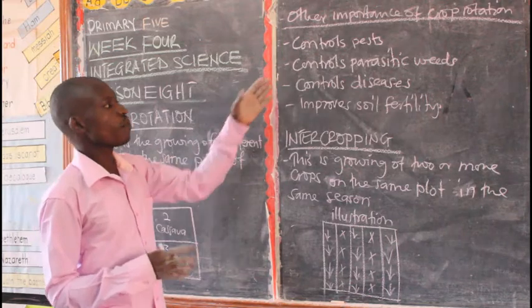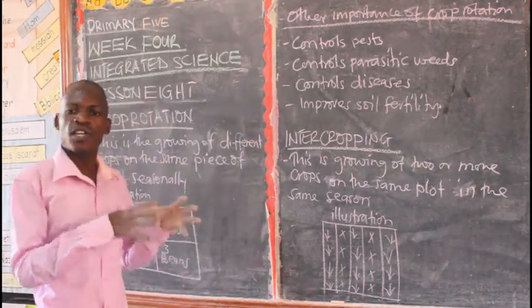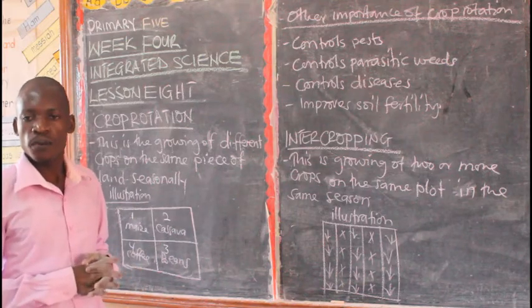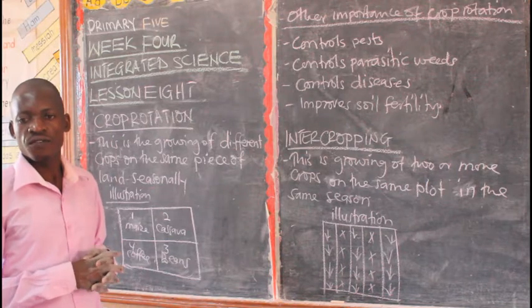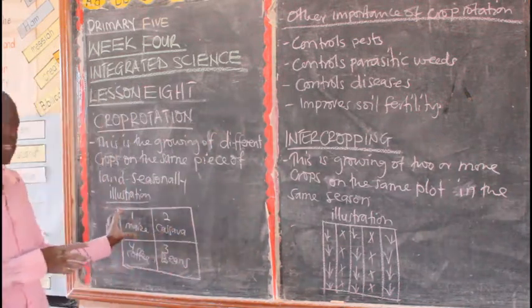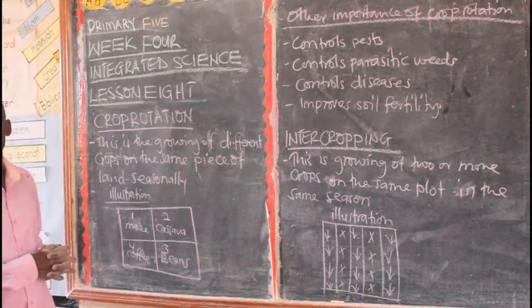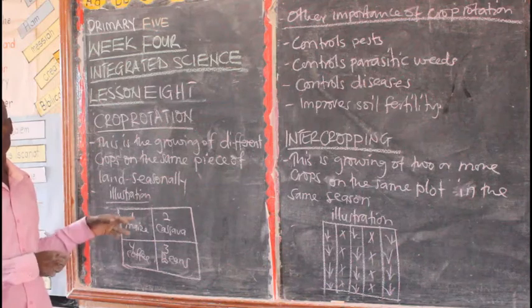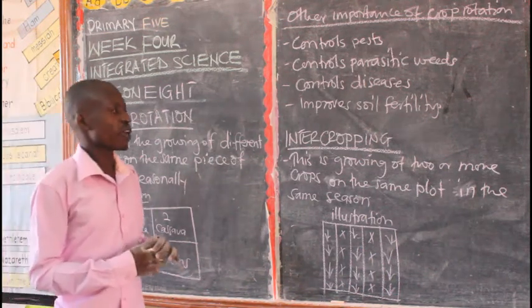Two, they also control parasitic weeds. Parasitic weeds are weeds that depend on these crops for their survival. We have the striga weeds for maize crops. So, if you don't plant maize in that season, then automatically the striga weeds are going to die because they have no host to depend on. So, crop rotation helps to control parasitic weeds.